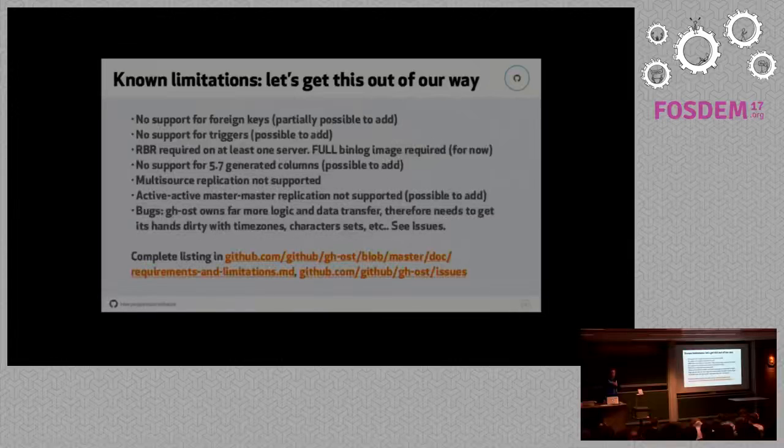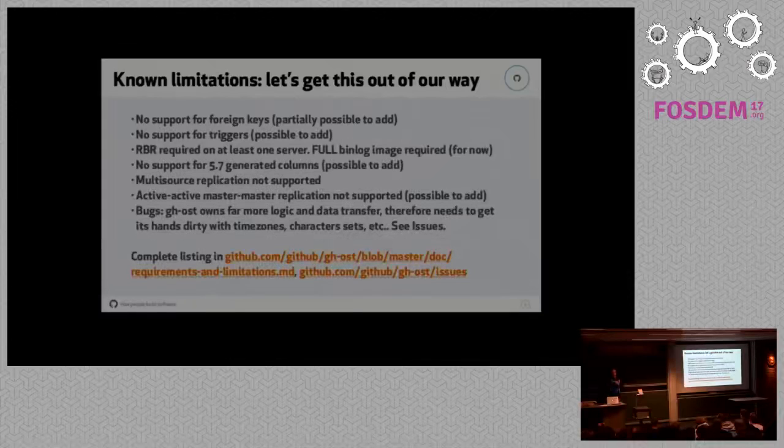Generated columns in 5.7 are not yet supported. Same for the similar feature in MariaDB. Multi-source replication is not supported. Well, it probably works somewhat, but it's not really tested. So probably don't use Ghost with multi-source. If you use an active multi-master, then Ghost is not the tool you want to use. It might be possible to add that later.